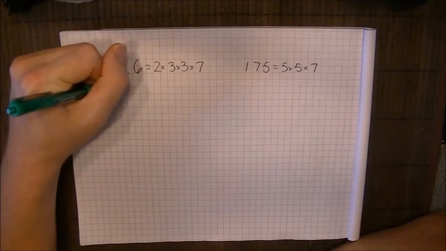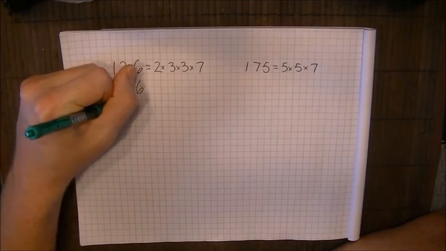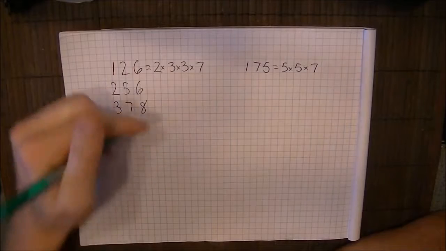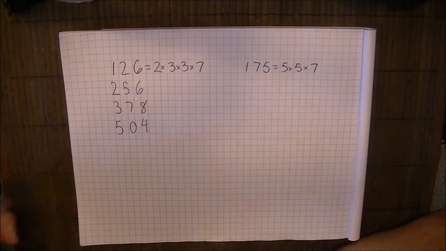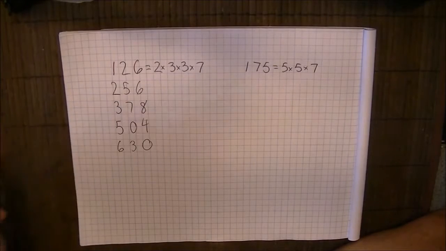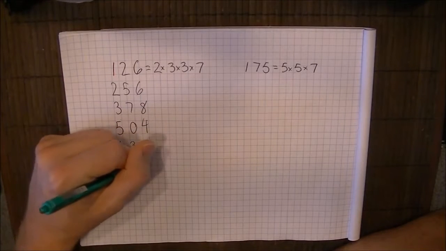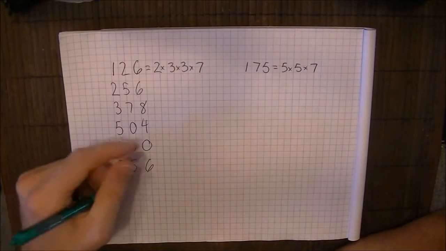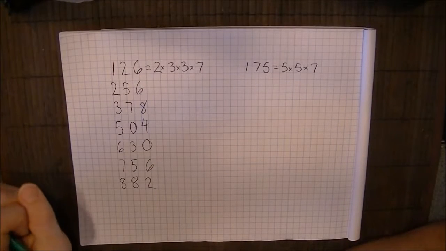So multiplying 126 by 2 is 252, adding another 126 gets us 378, plus 126 is 504, plus 126 is 630, plus 126 is 756, plus 126 is 882. Okay, this is taking a while.